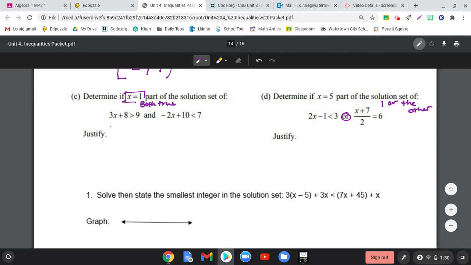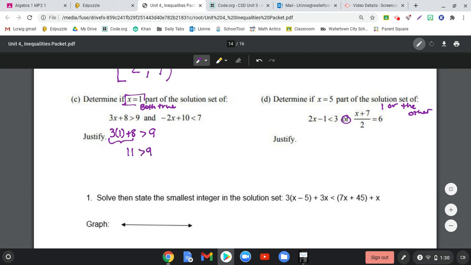So let's plug it in. 3 times 1 plus 8, we want to see if it's bigger than 9. You can put it in the calculator. You get 11. Is 11 greater than 9? Yep. A little check mark there. Over here, let's see if it works on the other side. -2 times 1 plus 10, we want to see if that's less than 7. That gives us 8. Is 8 less than 7? No. So could that be the solution? No. Both parts are not true.